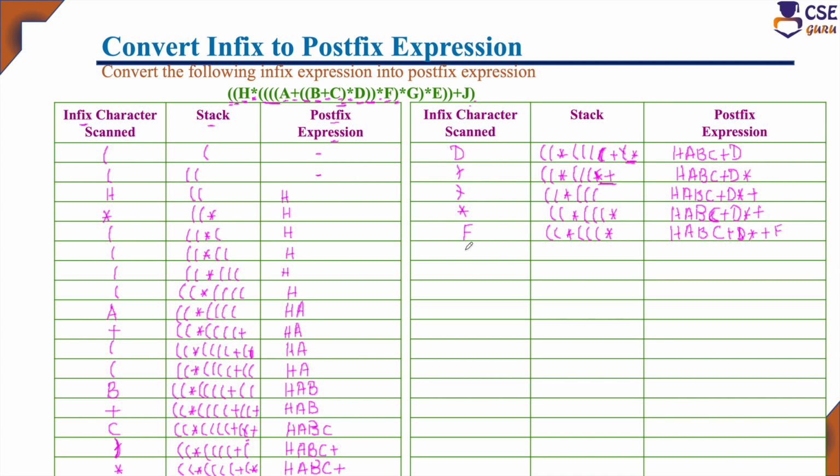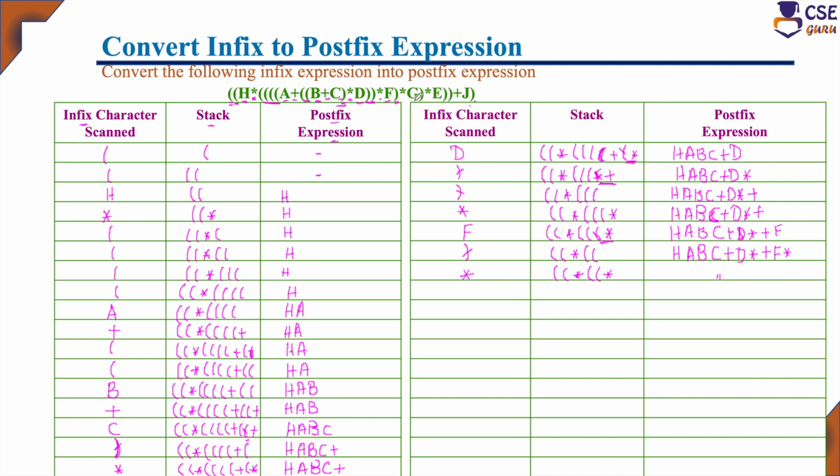And then it is a closed parenthesis. So until you encounter the first open parenthesis, pop the element from the stack and place it in the postfix expression. So now the postfix expression is H A B C plus D star plus F star, you will get it. And the stack content will be 2 open parentheses and then star and then 2 open parentheses. This corresponding open and closed parentheses you need to discard. Okay. Next is the star operator. If it is an operator, push it onto the stack. And the postfix expression is the same: H A B C plus D star plus F star.